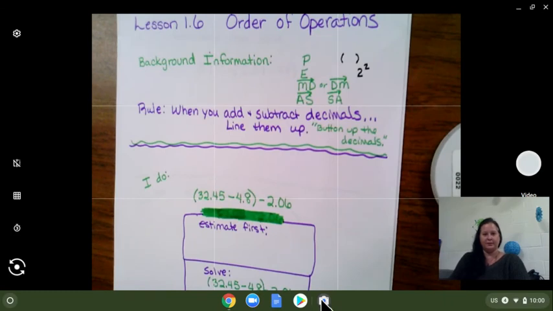All right, there's a rule. When you add and subtract decimals, you need to line them up, and I'm going to show you how to do that today. One of the things I sometimes say is don't forget to button up your decimals. Button them up like on a shirt where they're all lined up in a straight line.